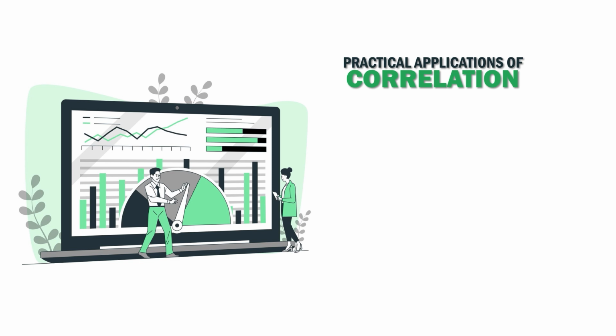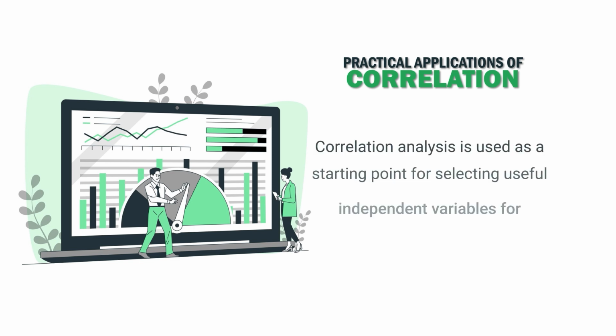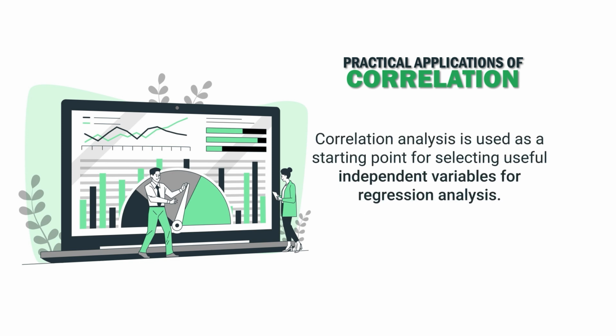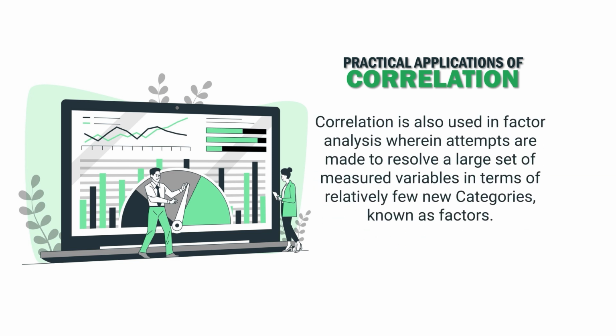Now, let us see some practical applications of correlations. So, one is that correlation analysis is used as a starting point for selecting useful independent variables for regression analysis. It is also used in factor analysis, wherein attempts are made to resolve a large set of measured variables in terms of relatively few new variables known as factors.